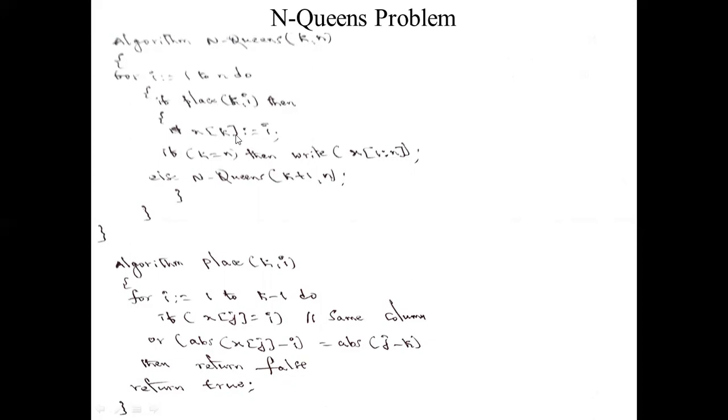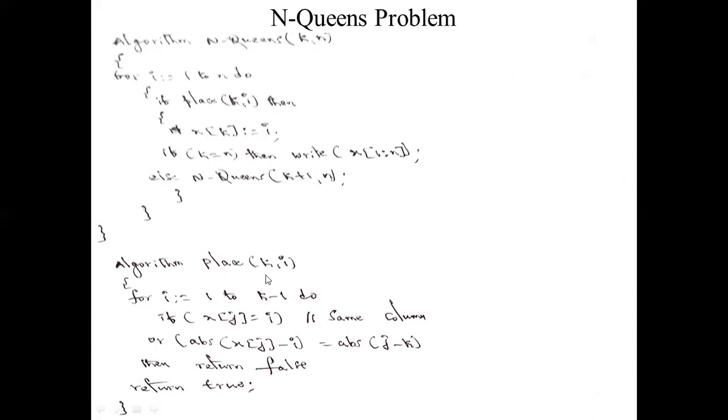Place(k, i) simply returns the answer as true or false. If it is true, then we say that this column number is appropriate for placing the kth queen, then x of k equals i. If k equals n, then that is the last queen to be placed, and we simply write x of 1 to x of n as the solution. Otherwise, we need to place the next queen in the n by n chessboard. The next queen is k plus 1.